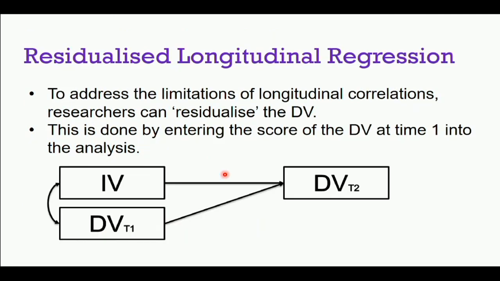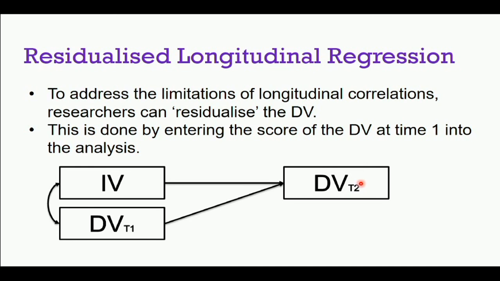So the alternative is to do something like the residualised longitudinal regression. To address those limitations, what we can do is residualise the DV. And this is done by entering the score of the DV at time 1 into our prediction of the DV at time 2. So our criterion is drug use at age 16. But our predictor variables are impulse control at age 12 and drug use at age 12.